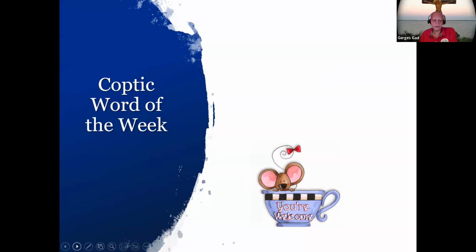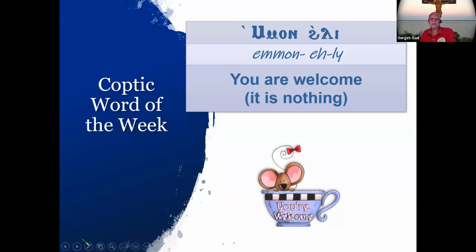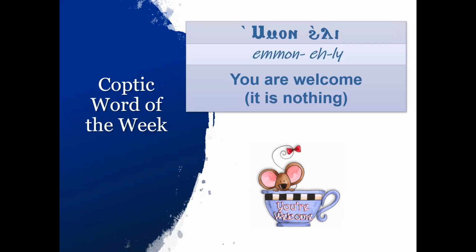Then the Coptic word that we can learn for this week. We learned how to say thank you. Does anybody remember how to say thank you? It was two weeks ago when we learned it. Shukran? Shibeh mot. Yes, very good. Shibeh mot. Yeah, shukran in Arabic, but we're talking about Coptic. So shibeh mot is thank you.